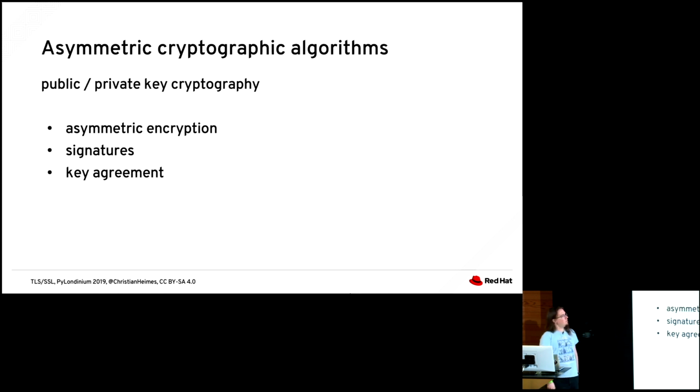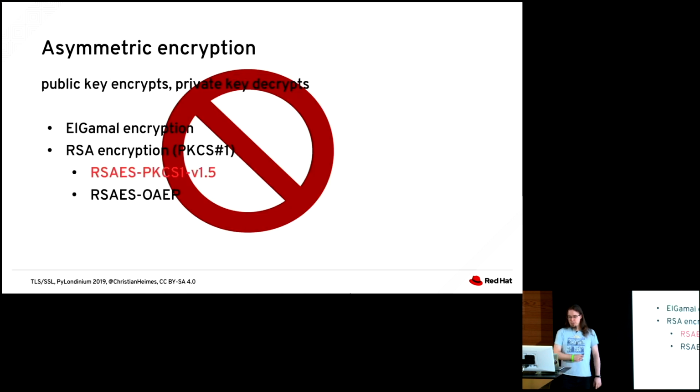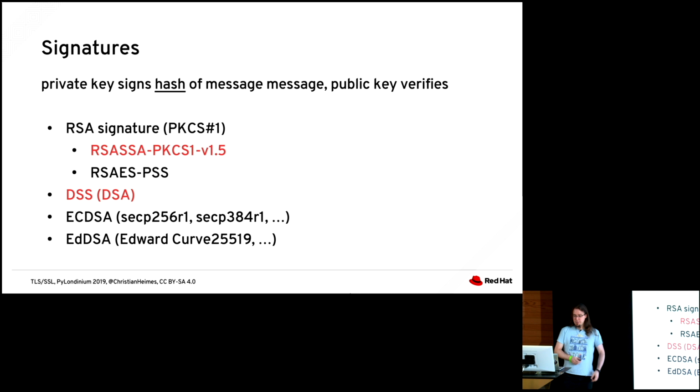We also need a couple of asymmetric crypto algorithms. It means you have a public and a private key part. Three major subparts of that are asymmetric encryption, signatures where you sign something, and something where you agree on a mutual secret. Asymmetric encryption we don't do anymore because it's bad. Signatures we do a lot.